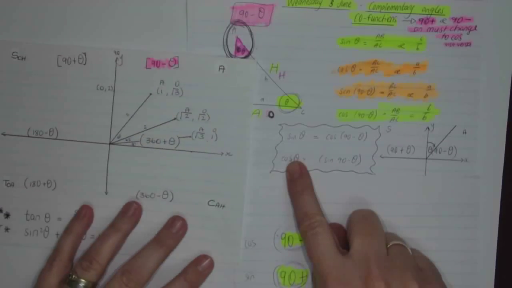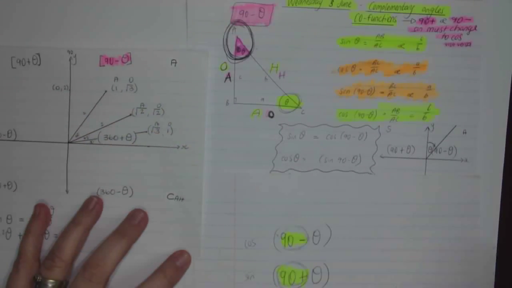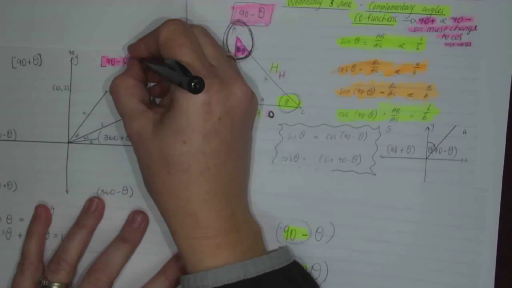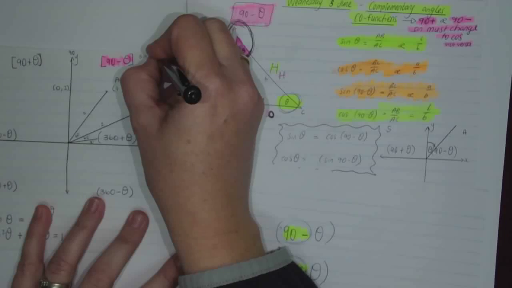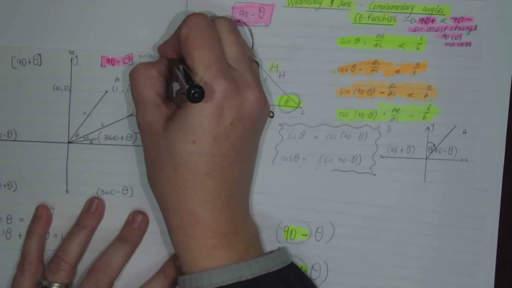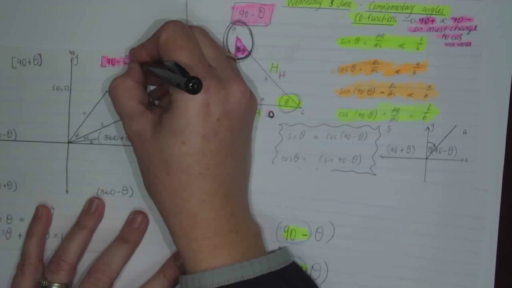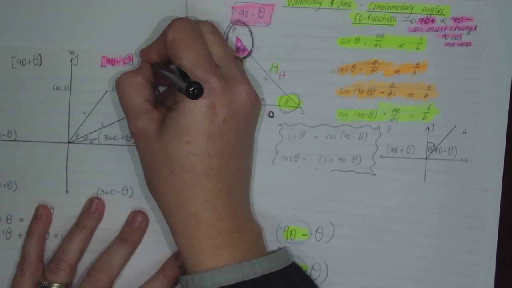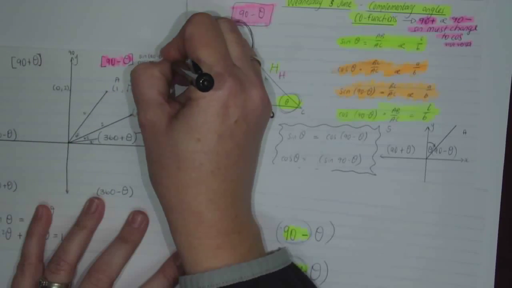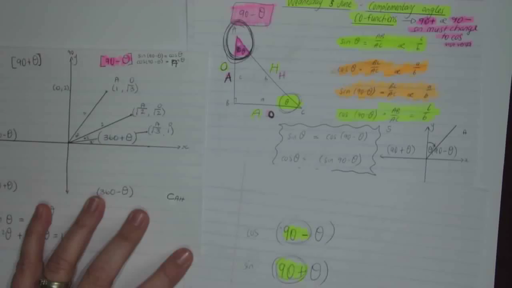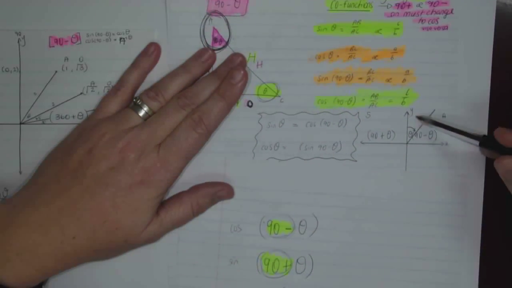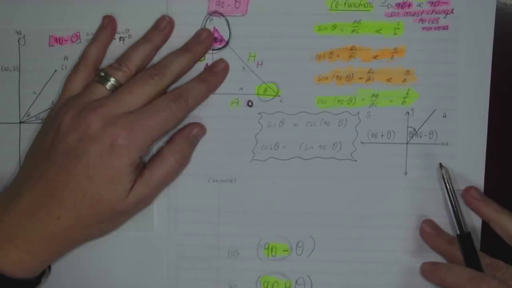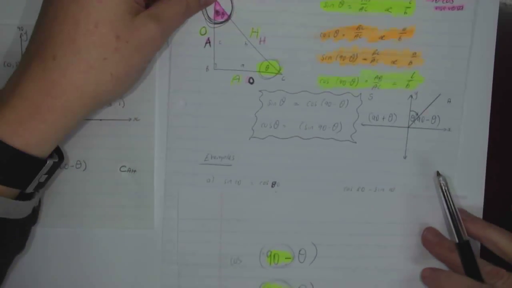So, what am I adding to my crib notes? In my crib notes, I know that sine of 90 minus theta is cos theta, and cos of 90 minus theta is sine theta. Okay, so everything happens in my first quadrant. Now, let's have a look.